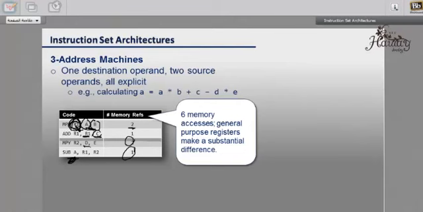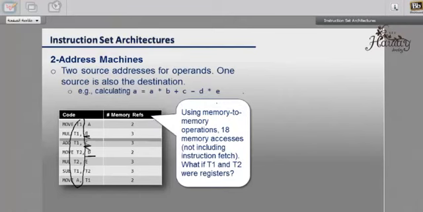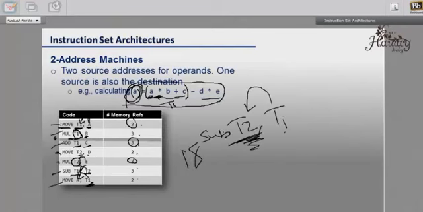We have a question from Munir? Yeah, Doctor, sorry, but I didn't understand the two address machine. Not the registry, the previous way, the first way, without registry. I didn't understand that page. Could you explain? This one.